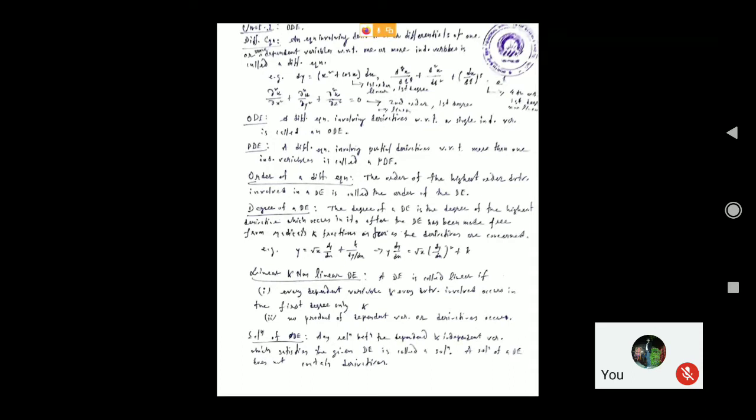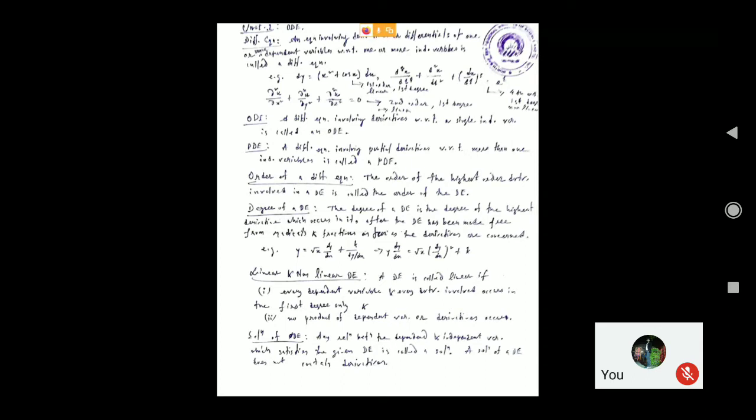So ds by dt equal to 60. Yeah, ds dt equal to 60. So s means the position of that particle and t is time. If s is the position of that particle at time t, then from this question we can write that ds dt equal to 60.